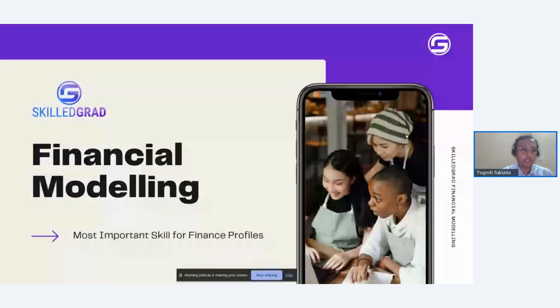We will start off with talking about financial modeling. So what is financial modeling? To get you started, it is one of the most important skills for finance related profiles. If you aspire to work in investment banking, equity research, portfolio management, project finance, credit research, these kinds of profiles, then financial modeling is one of the most important skill sets.